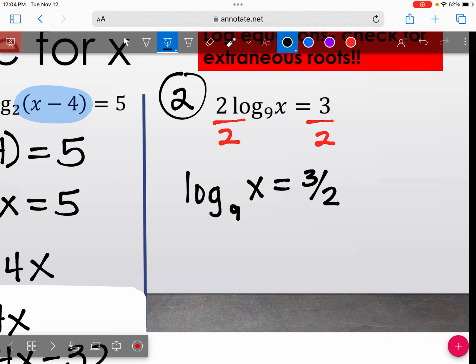So again, there's only one log, so you have to rewrite it. B-A-E: base, answer, exponent. So if you rewrite it, it would be 9 to what power? 9 to the power of 3 over 2 equals x.